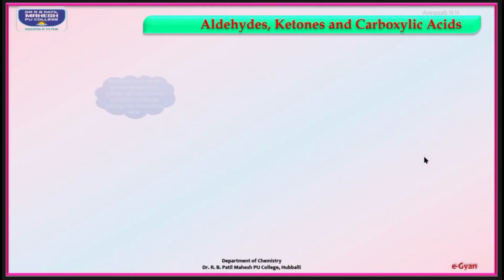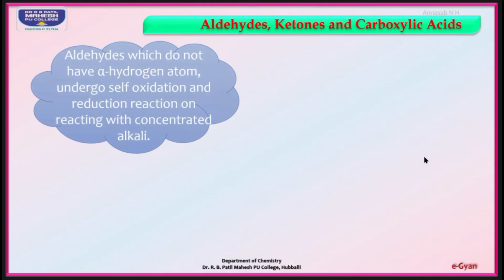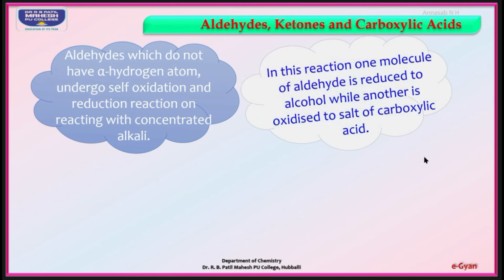Let us learn the reaction. The condition is that aldehydes which do not have an alpha hydrogen atom undergo a self-redox reaction on heating with concentrated alkali. In this reaction, one molecule of aldehyde undergoes oxidation whereas another molecule undergoes reduction. The reduced molecule gives alcohol and the oxidized molecule gives carboxylic acid. It means the products formed are the salt of carboxylic acid and alcohol.